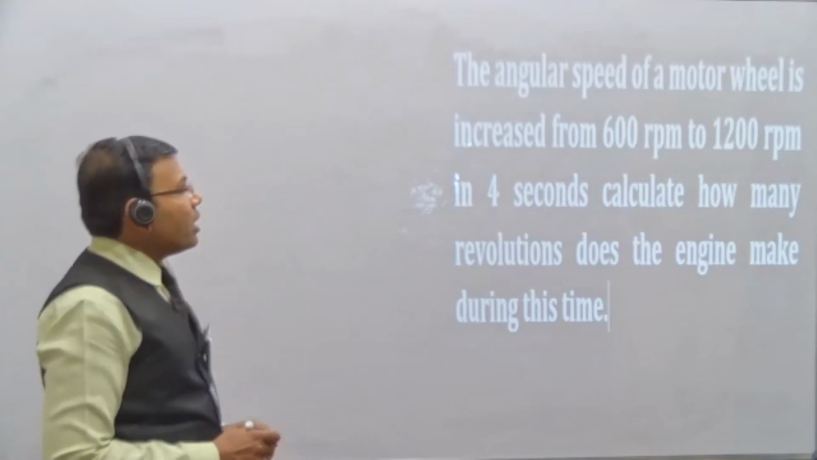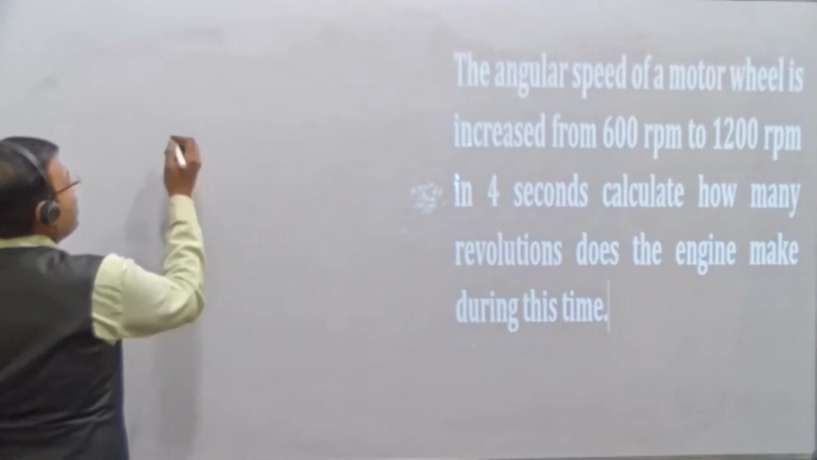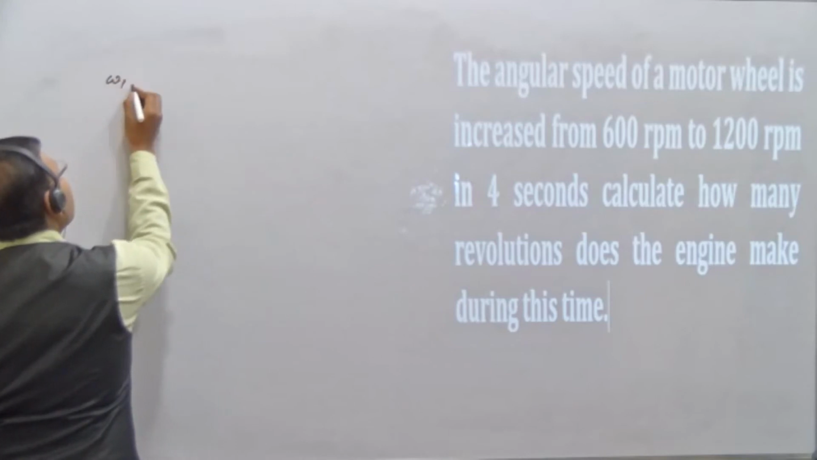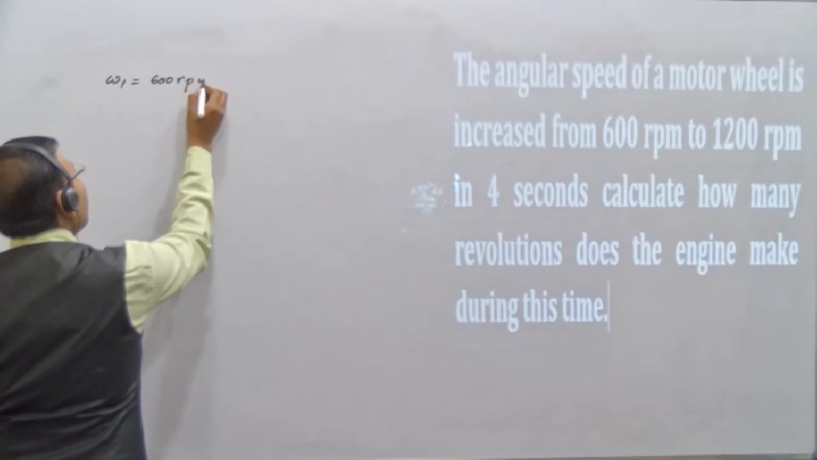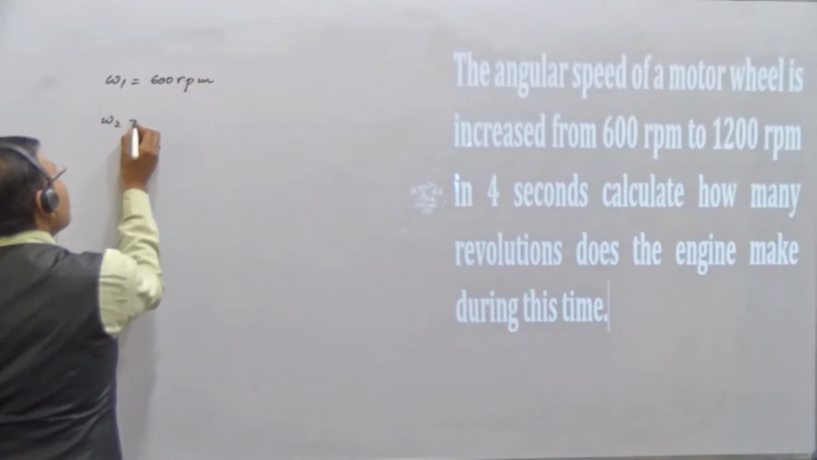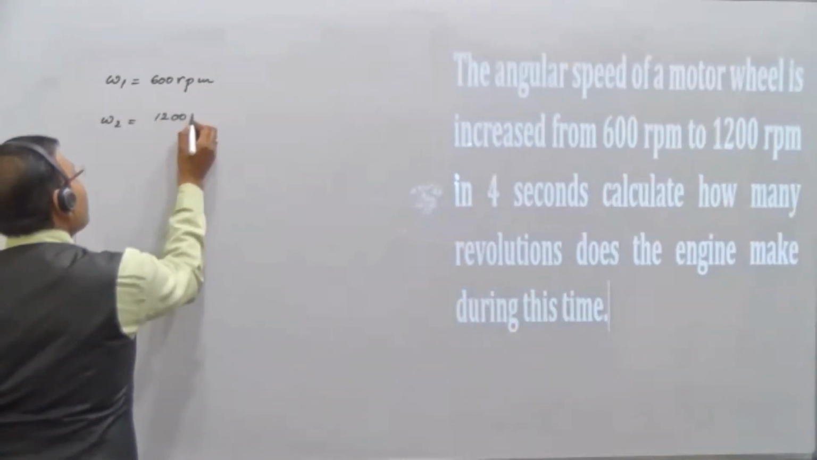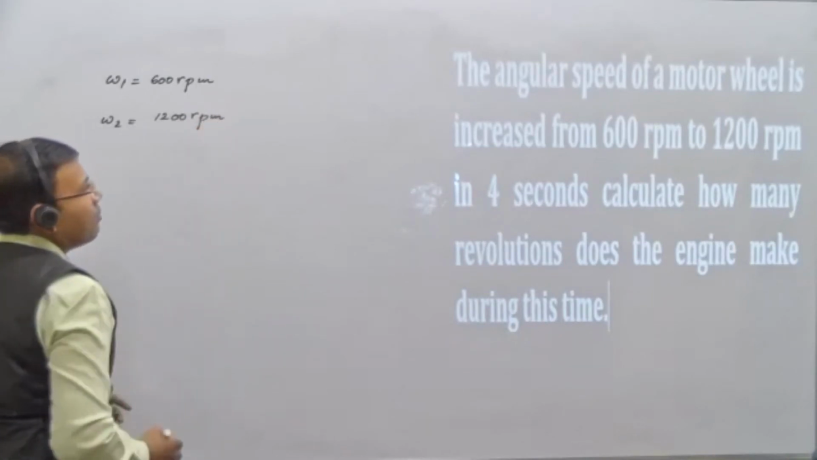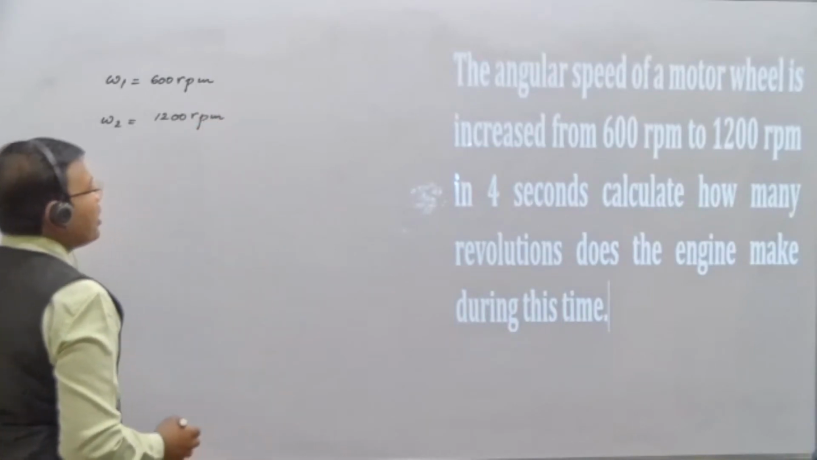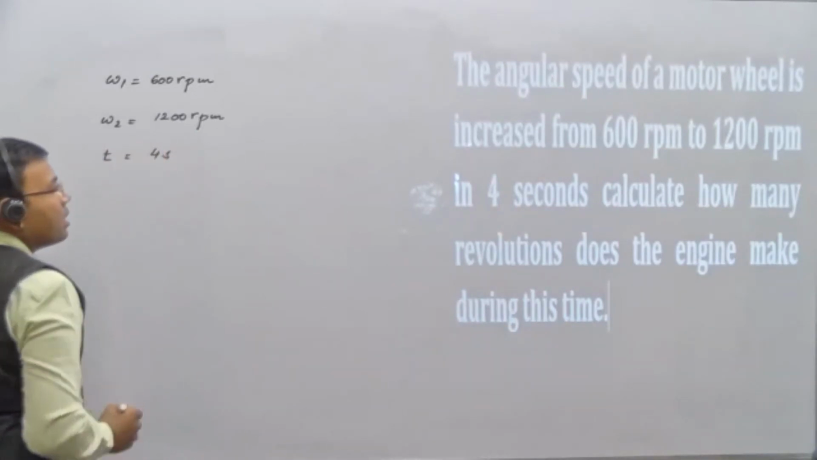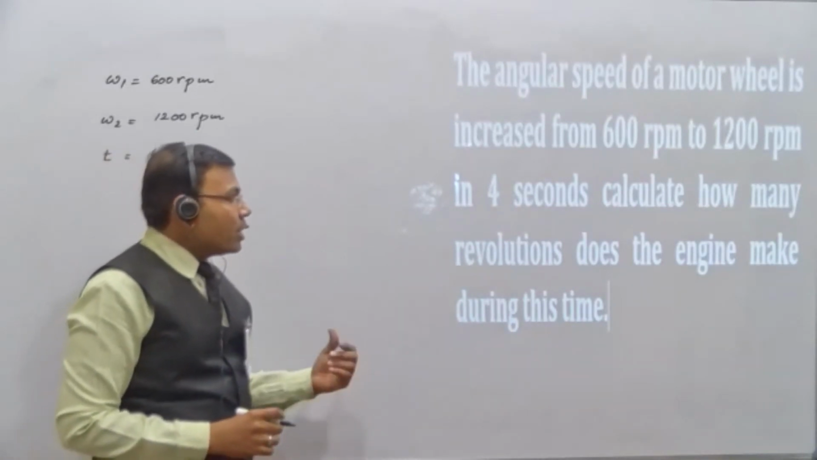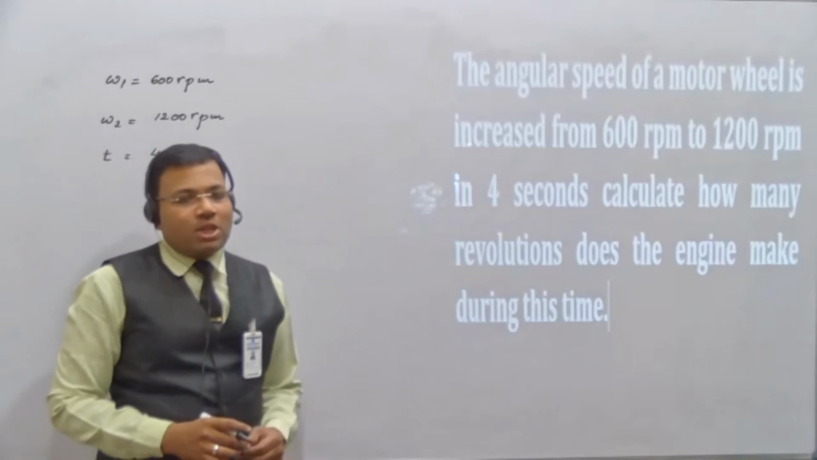So you can see clearly what is the initial velocity here. Initial angular velocity omega 1 is 600 rpm, and final is how much? It is 1200 rpm, and the time is also mentioned as t is equal to 4 seconds. In this situation we need to calculate how many revolutions the engine is making here.